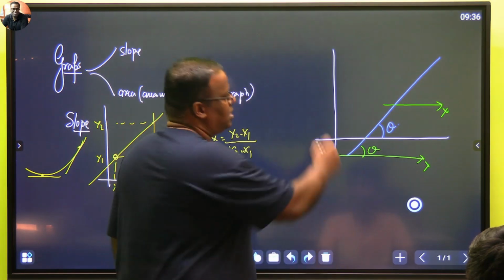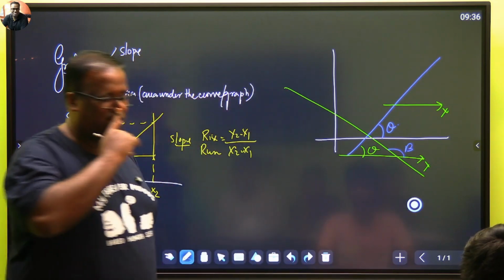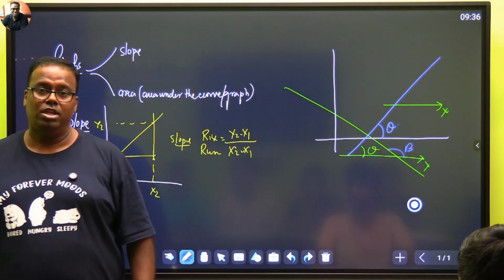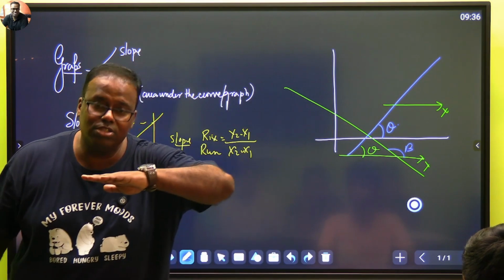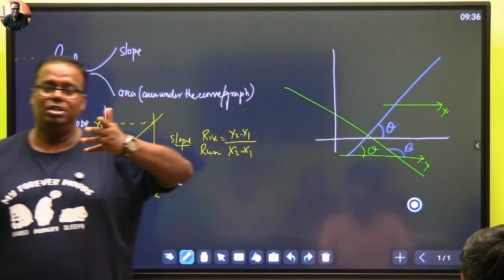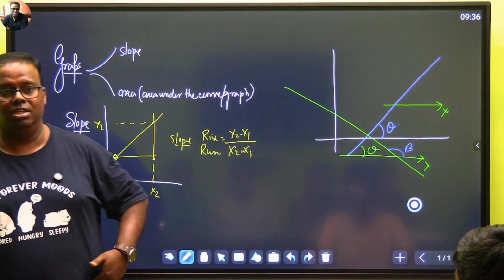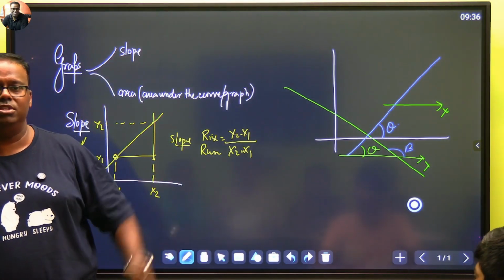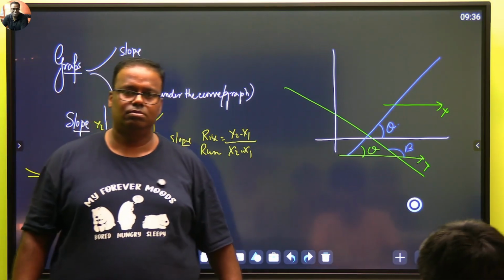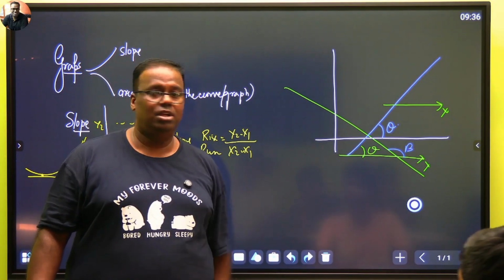If the line is like this, and this beta, this angle is obtuse, then we say that it is a negative slope. If the line is horizontal to the x-axis, then slope is zero. And if the line is vertical, slope is infinite. It's infinite slope. Undefined means infinite. We'll see our cases shortly. Okay, so just remember the slope.